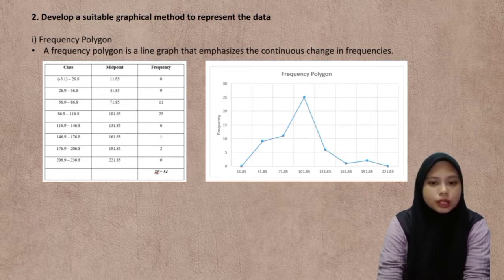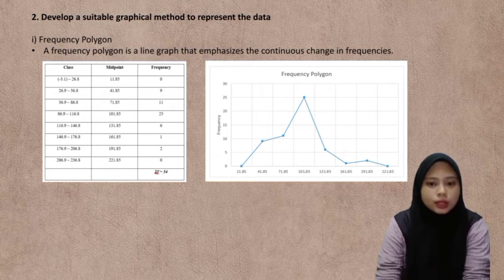I want to present number 2, develop a suitable graphical method to represent the data. We choose a frequency polygon. A frequency polygon is a line graph that emphasizes the continuous changes in frequencies. A frequency polygon uses the data of class midpoint and frequency. In that graph, we use the midpoint and frequency.